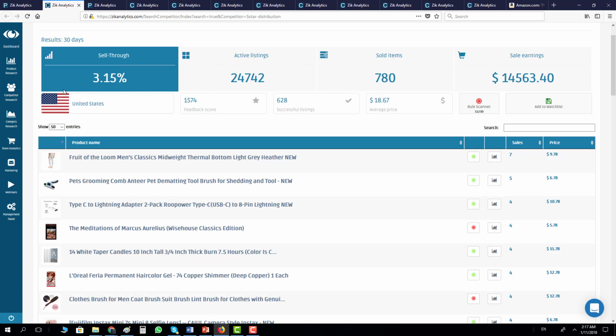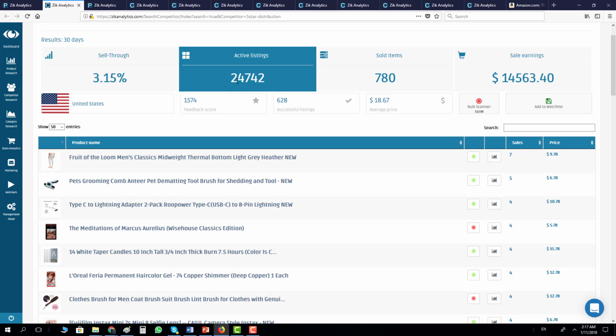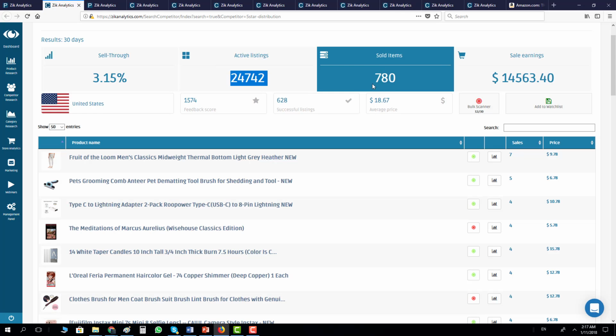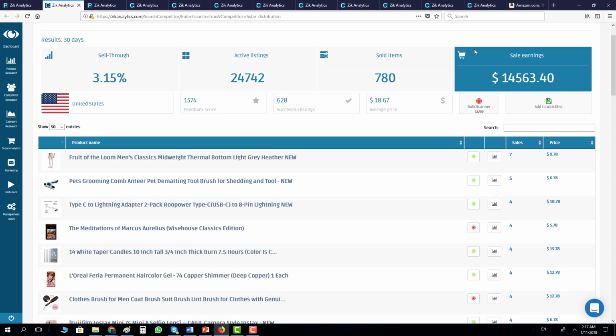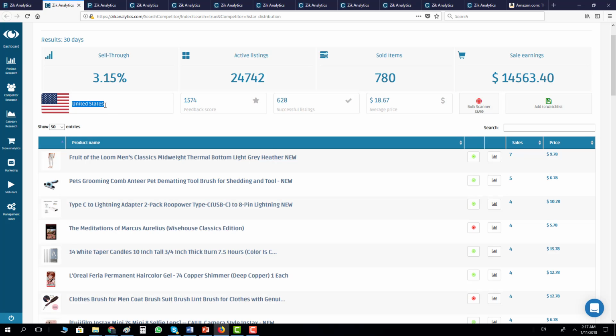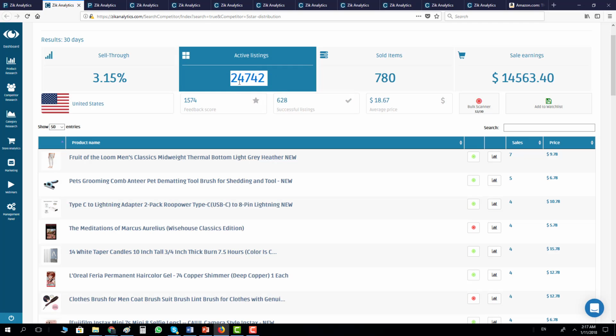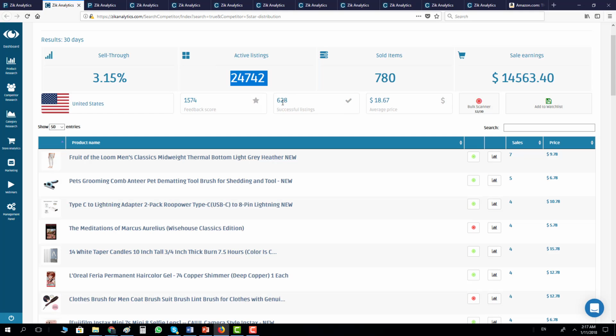Then, what you see in front of you from left to right is the sell-through rate. Here the sell-through rate is 3%. Active listings, 24,000 listings. Sold items, 780 items sold in the last 30 days. Sell earnings is the revenue, the amount of money the seller generated in the last 30 days. We can see his country, which here is an American flag. We also see how many feedbacks this seller has, how many of these 24,000 listings were successful, how many sold something and how many sold nothing, and the average selling price.